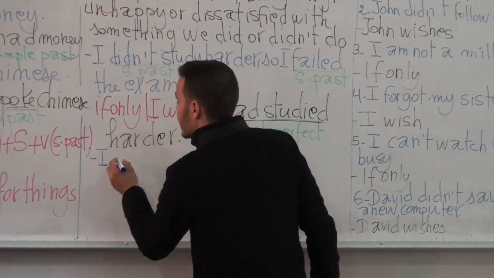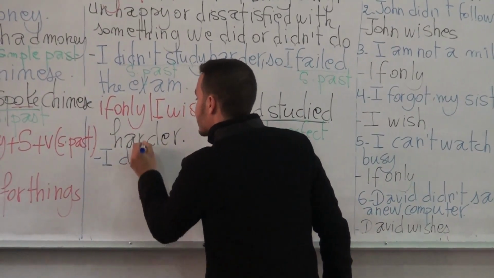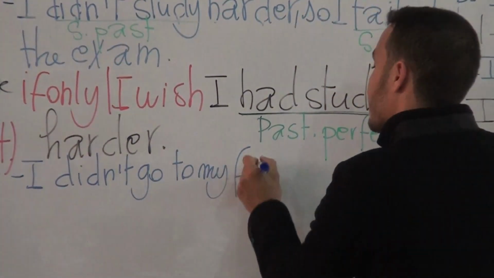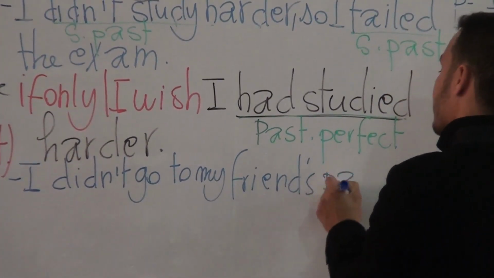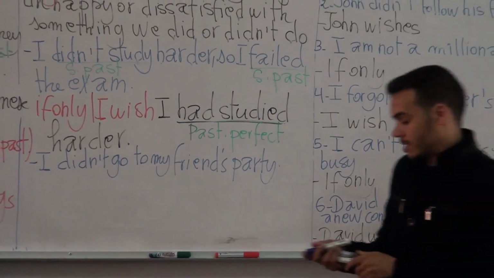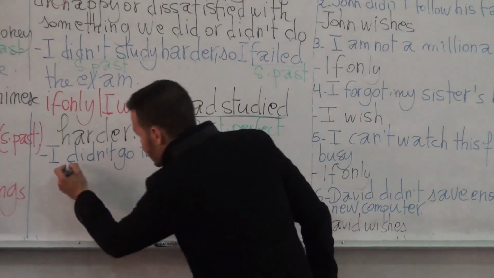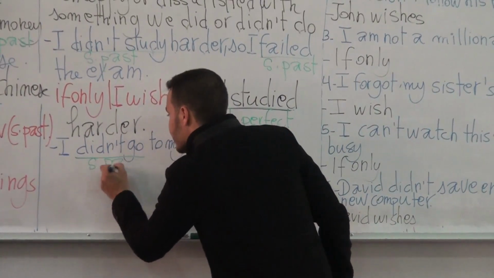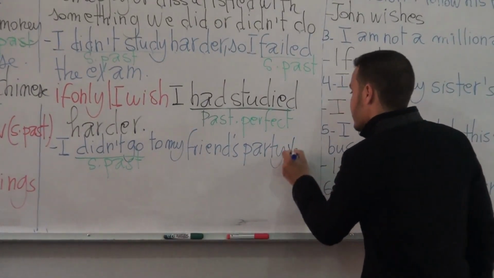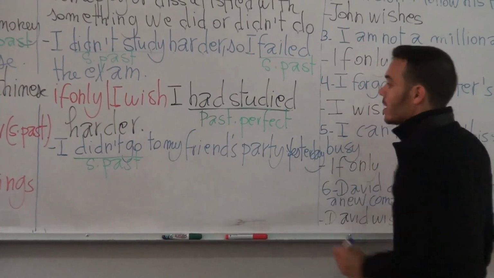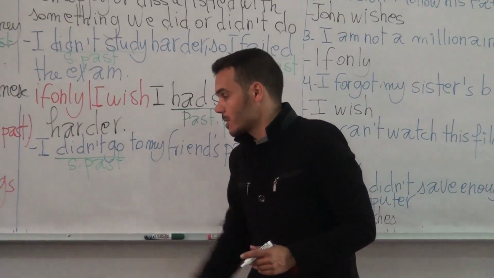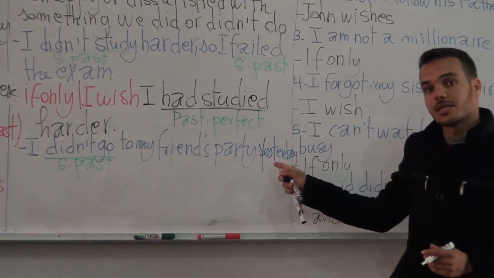I didn't go to my friend's party. This is the past. How do we know? Because we have the verb "didn't go", conjugated in the simple past. Suppose this happened yesterday. I didn't go to my friend's party yesterday. So this is the past. How do we know? Because the verb is conjugated in the simple past, and we have a time expression which is "yesterday".